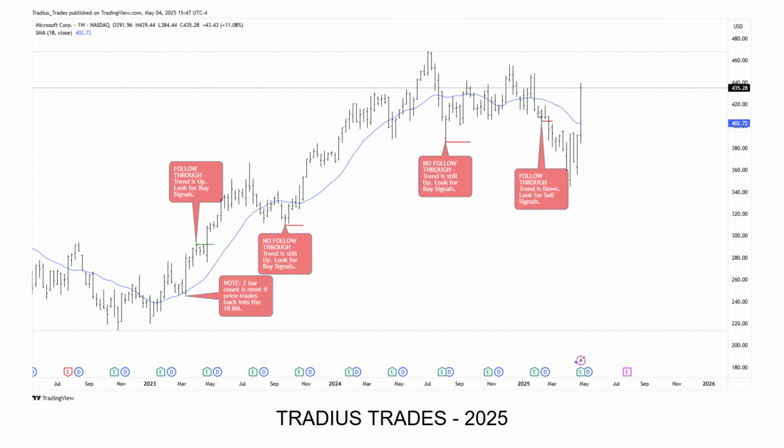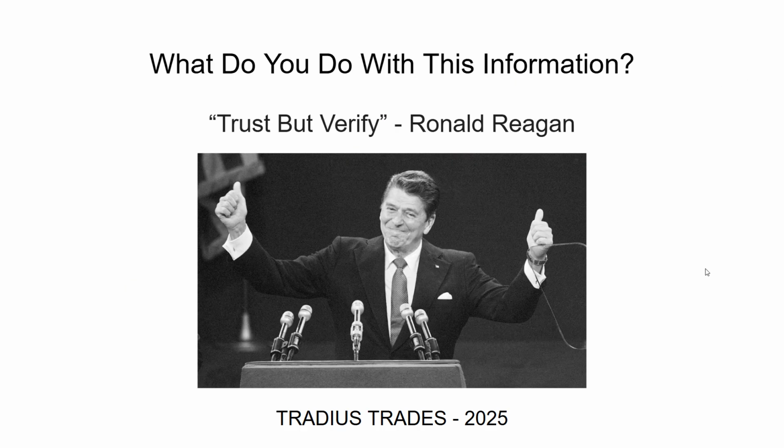And then here we finally see Microsoft gives a weekly 18 MA bearish trend change. Trend is down. We want to look to work the sell side of this market. So what are you guys going to do with this information? I've given you some pretty potent stuff here, a really good tool, and also some good fundamental knowledge about why the trend is so important.